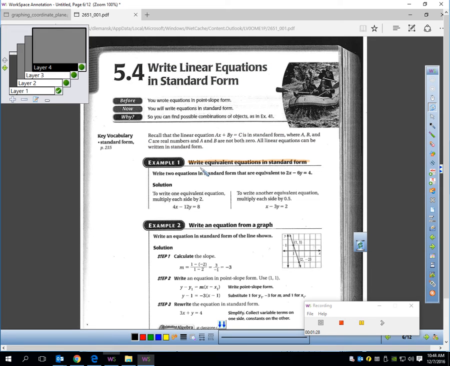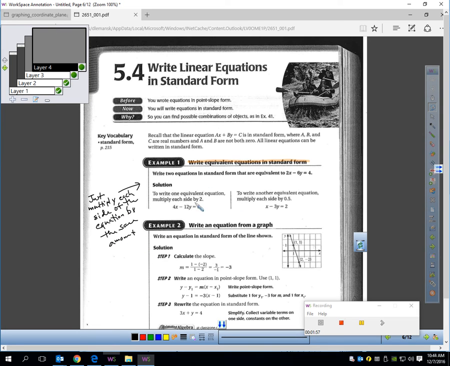We're going to start off with something that they're going to ask you to do in the homework. They want us to be able to write equivalent equations in standard form. Now remember, the word equivalent means if the ordered pair is a solution to the equation given, that same ordered pair would be a solution to the equivalent equations. I'll show you that in a minute. Here's how you write equivalent equations. It's super easy. You just multiply each side of the equation by the same amount.